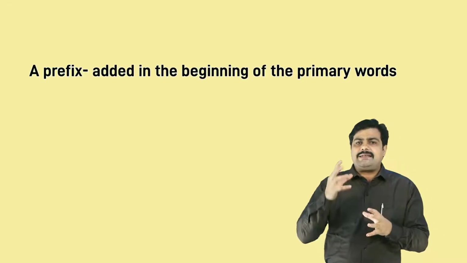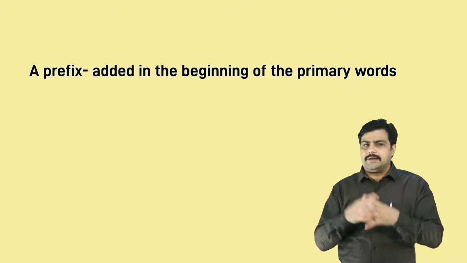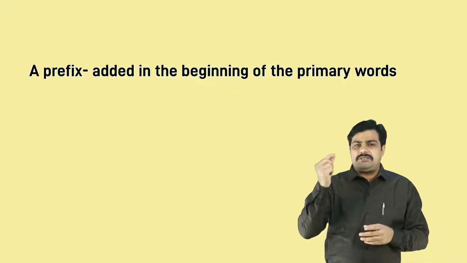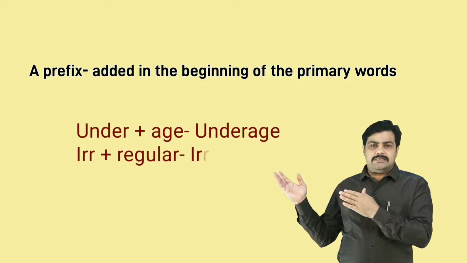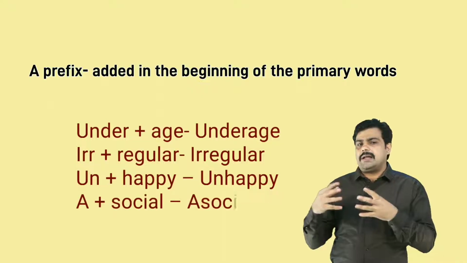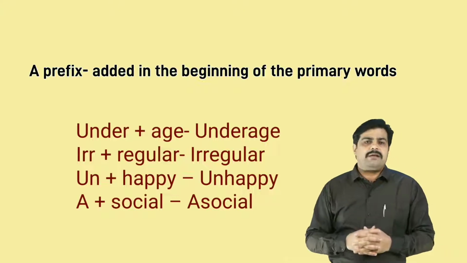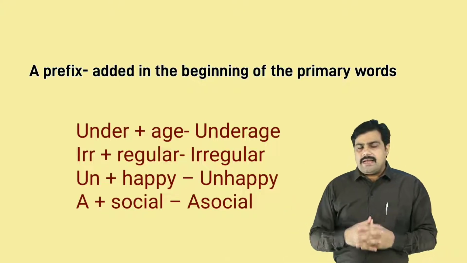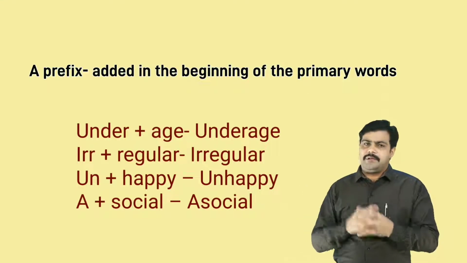Let's take prefixes first. A prefix is a letter or a group of letters that is added in the beginning of the primary word to form a new one. For example, the word age. It is a root word. Now if you add under before it, it becomes underage. In the same way, there is another word regular. So if you add the prefix ir before it, it becomes irregular. Another root word is happy. You add un before it, it becomes unhappy.